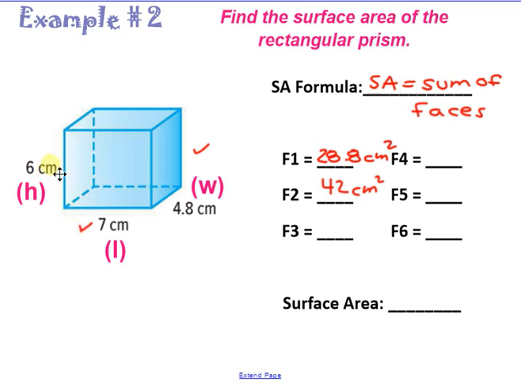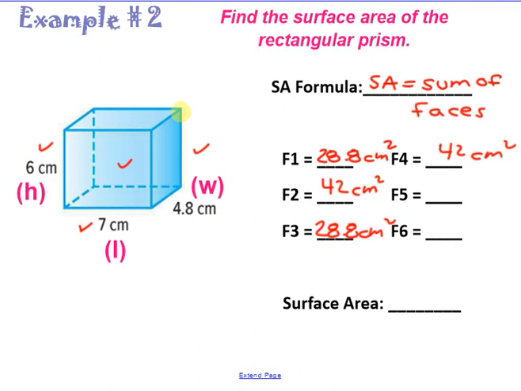Now I have this other side here, which should be identical to this one. So that's going to be a height of 6 and a base of 4.8. So that's going to be 28.8 centimeters squared. Now I have this side that's facing totally away from me, which should have the same bottom. So 7 and a height of 6, which is 42 centimeters squared. So I got the back side.